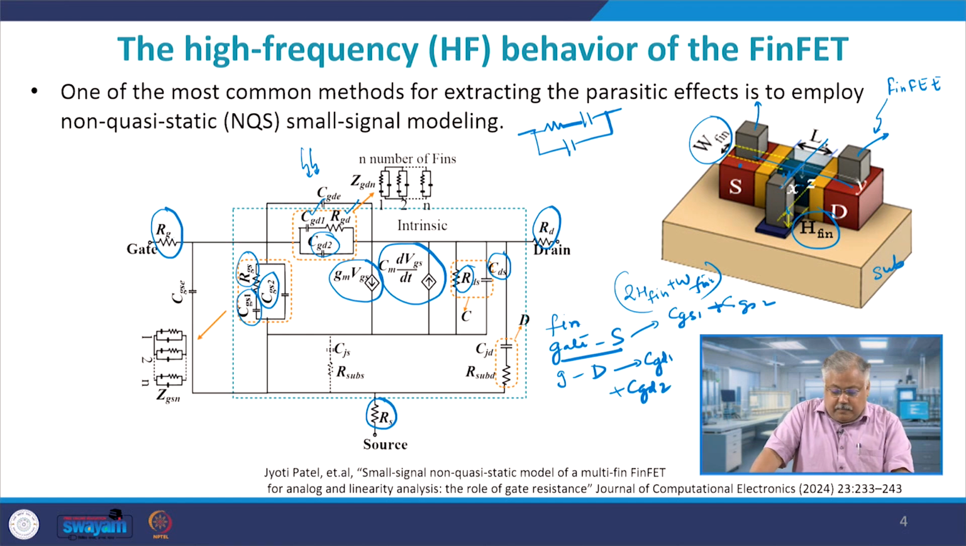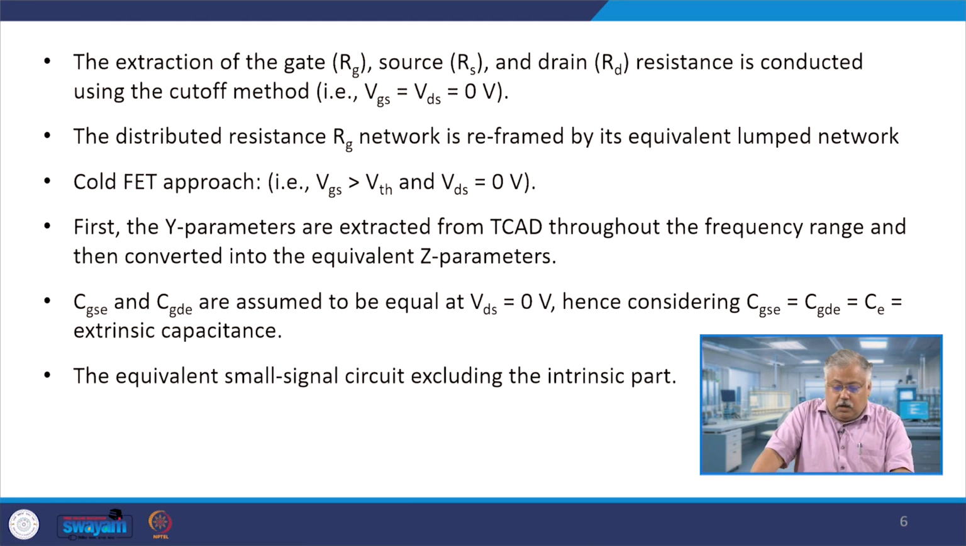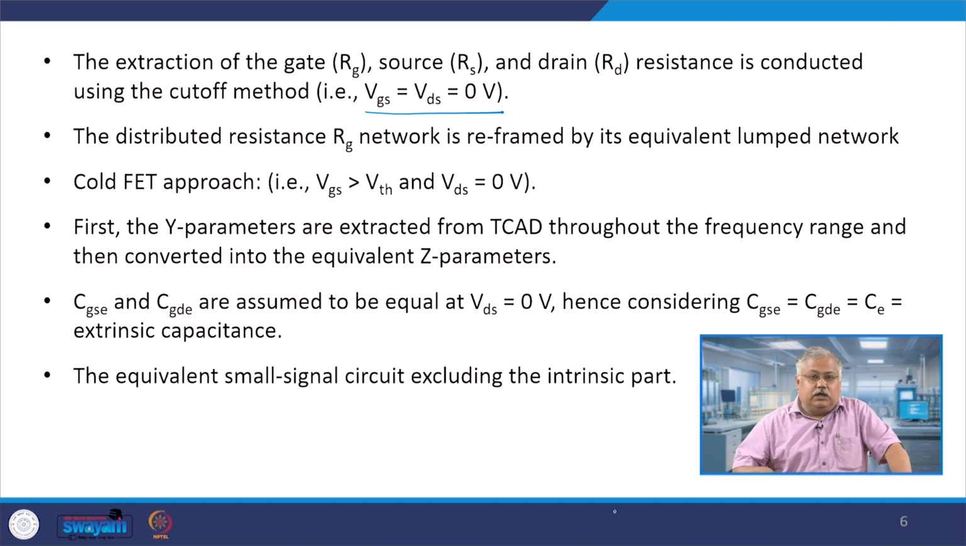Now let me come to how to extract it. The extraction of the gate, source and drain resistance can be done by what is known as a cutoff method. What is a cutoff method? In the cutoff method, VGS and VDS are given 0, which means that gate to source and drain to source are given 0. And once you get the 0, you get a distributed resistive network, which can therefore be reframed by using a lumped network, right.